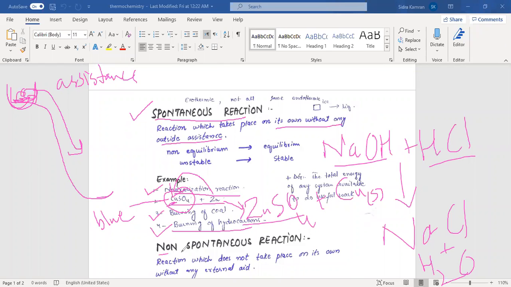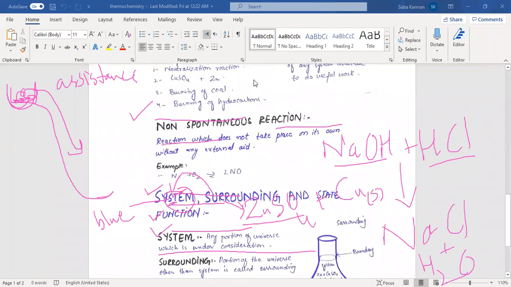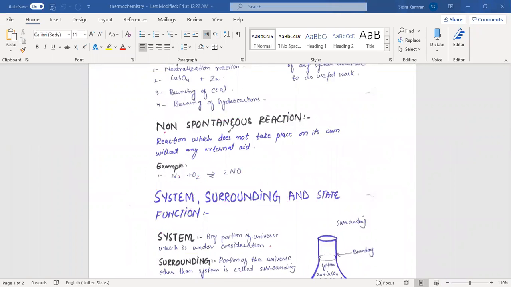Next is non-spontaneous reactions. What are non-spontaneous reactions? Non-spontaneous reactions are those reactions which need external help, external aid, to take place. In this reaction, you have to provide some assistance to the reaction. Without your assistance, the reaction will not take place.